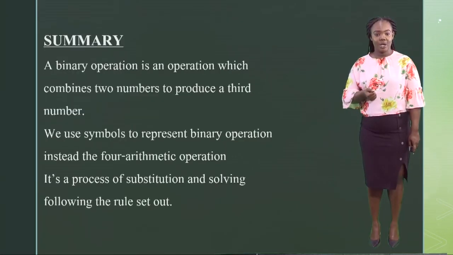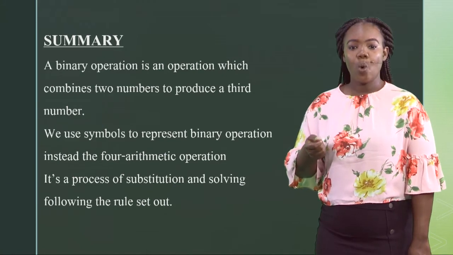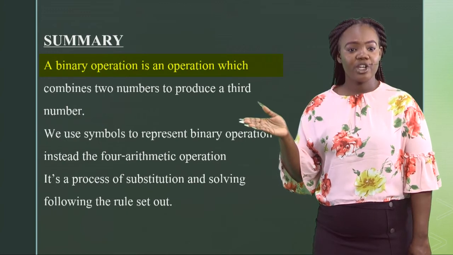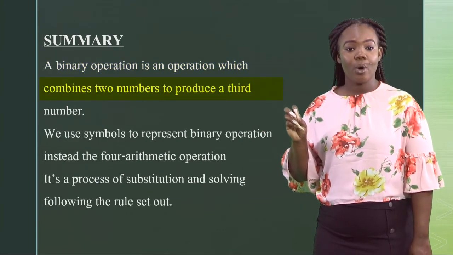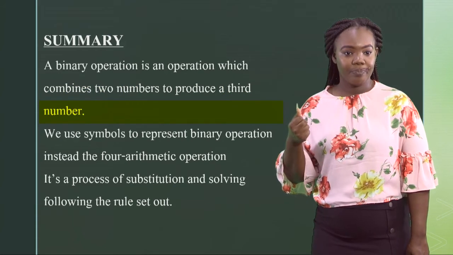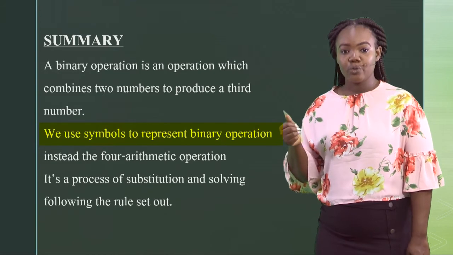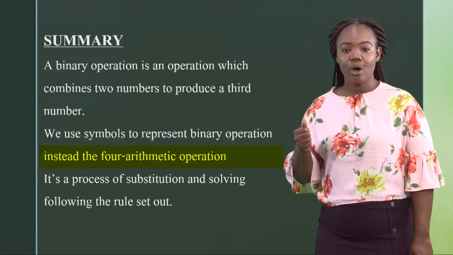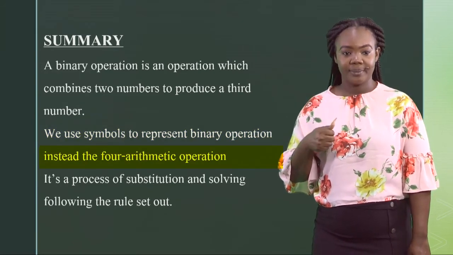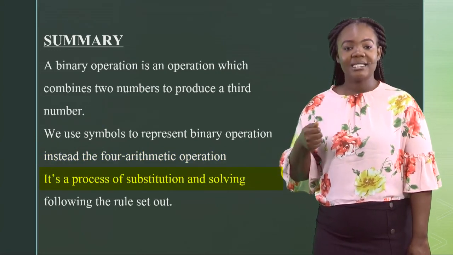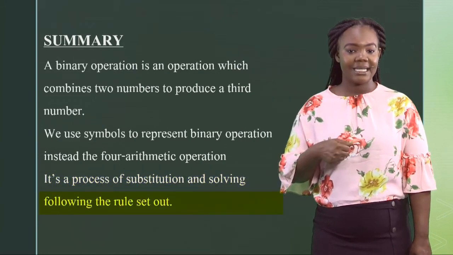So there you have it, my thoughtful teenagers, our lesson on binary operation. Let's recap what we did for this lesson. First, what is a binary operation? A binary operation is an operation which combines two numbers to produce a third number. It is also important to note that we use symbols to represent binary operation instead of the 4 arithmetic operations. And lastly, it is a process of substitution and solving following the rule that is set out.